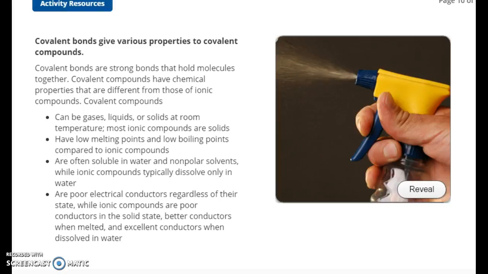Covalent bonds give various properties to covalent compounds. Covalent bonds are strong bonds that hold molecules together. Covalent compounds have chemical properties that are different than those of ionic compounds. Covalent compounds can be gases, liquids, or solids at room temperature. Most ionic compounds are solids. They can have low melting points and low boiling points compared to ionic compounds.